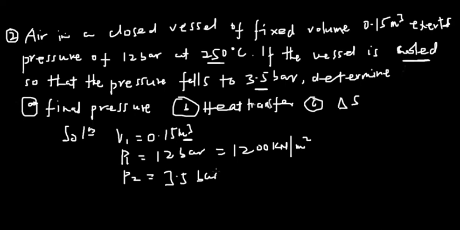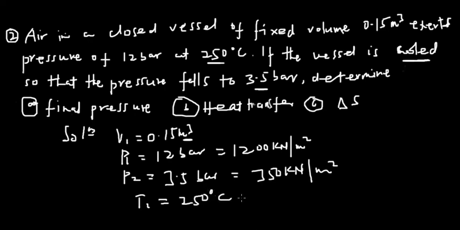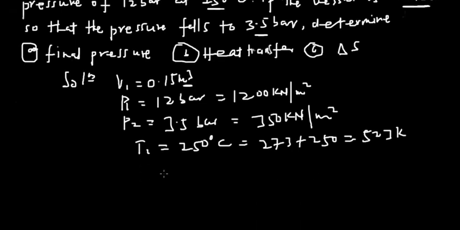When you convert 3.5 bar, you end up with 350 kilonewton divided by meters squared. And then we have temperature equal to 250 degrees Celsius. When you convert that, you end up with 273 plus 250, and that will give you 523 Kelvin.